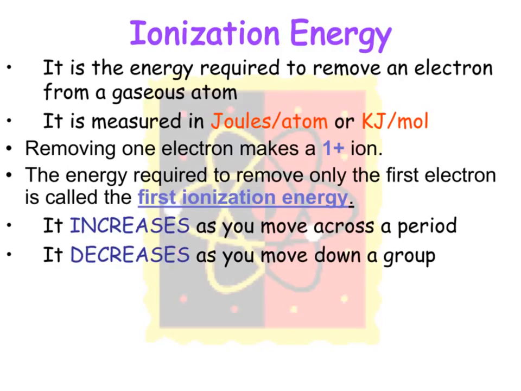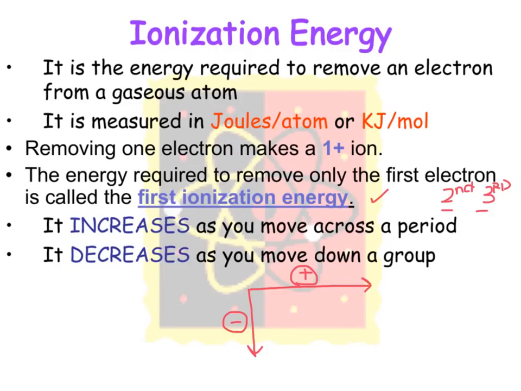So ionization energy is the amount of joules, which is a measure of energy, that it takes to pull an electron off. To pull 1 electron off, that's called the first ionization energy. To pull a second electron off would be called the second ionization energy. To pull a third electron off would be called the third ionization energy, etc. As you go across the period, the ionization energy goes up. It's harder to pull an electron off. And as you go down, the ionization energy goes down. It's easier to pull an electron off.